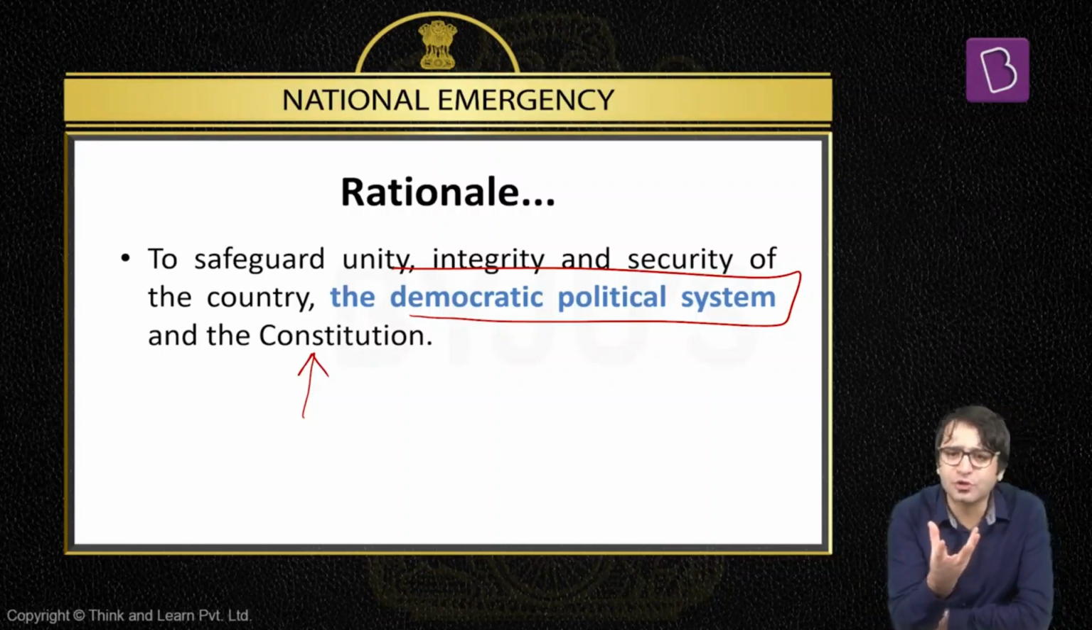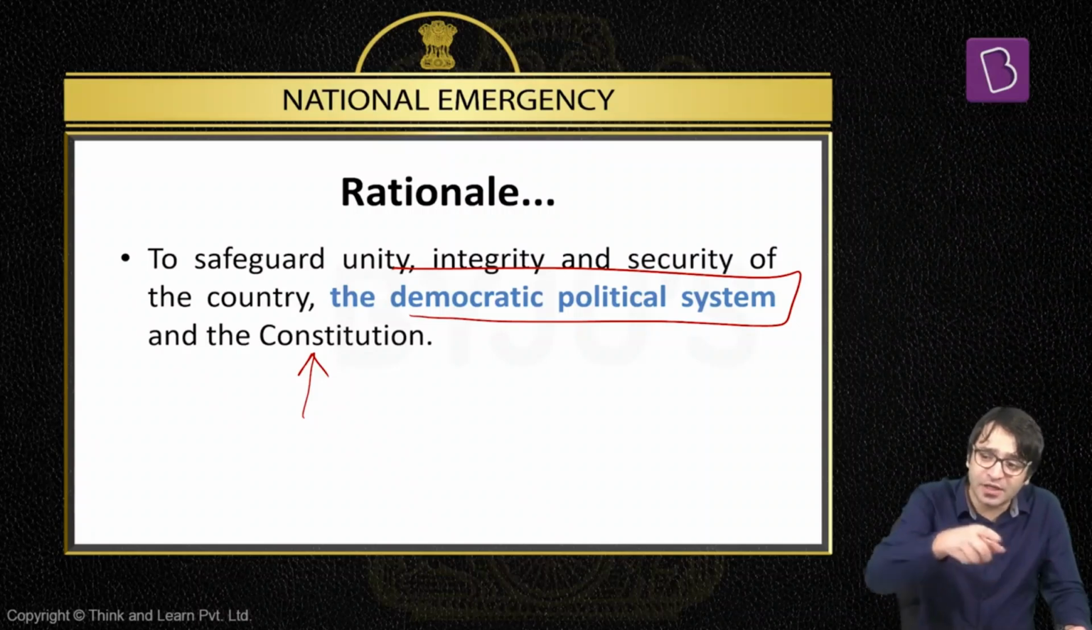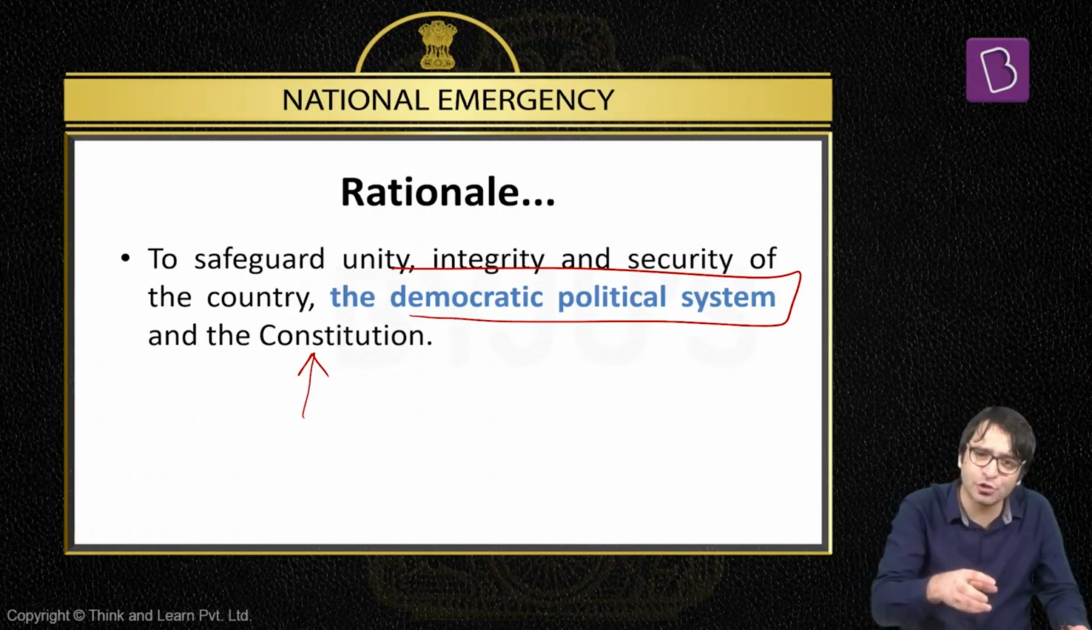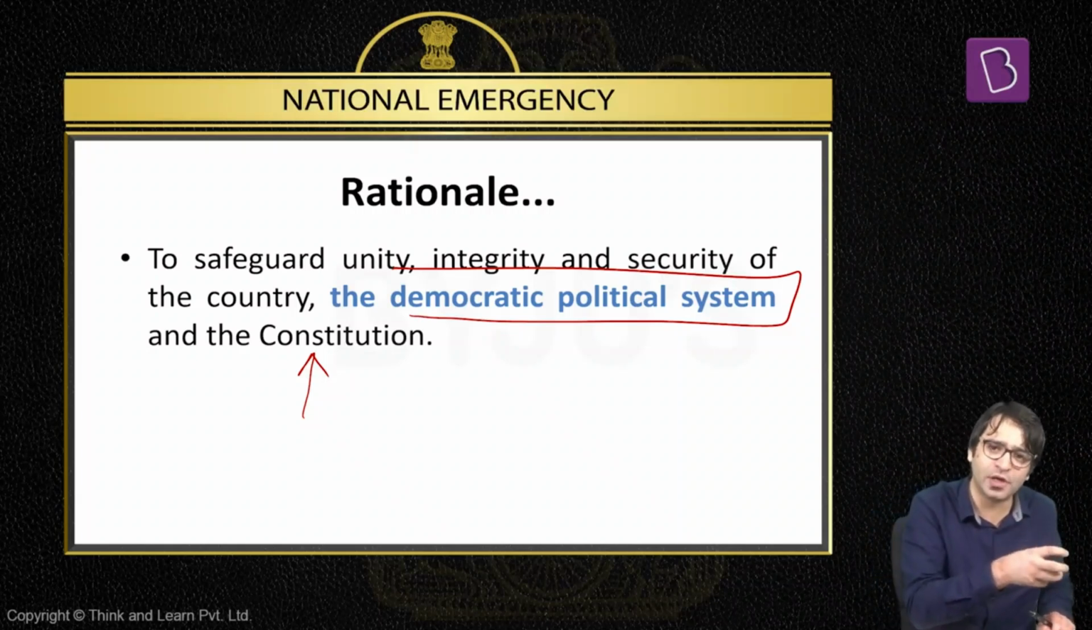Long story short, our Constitution is federal in character. But what if there is a war? What if there is external aggression? What if there is armed rebellion? What if there is breakdown of constitutional machinery in a state? Our Constitution gives a provision. Our Constitution gives an option that our Constitution can change and turn itself into a unitary Constitution where the central government enjoys all the control, all the powers.